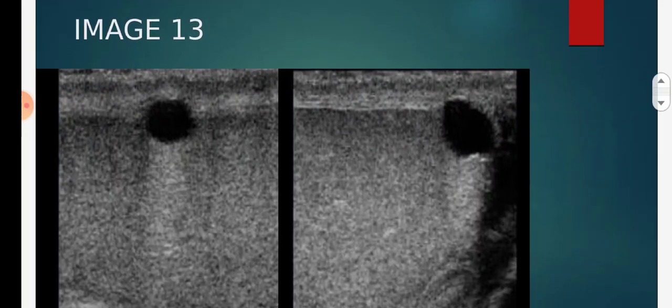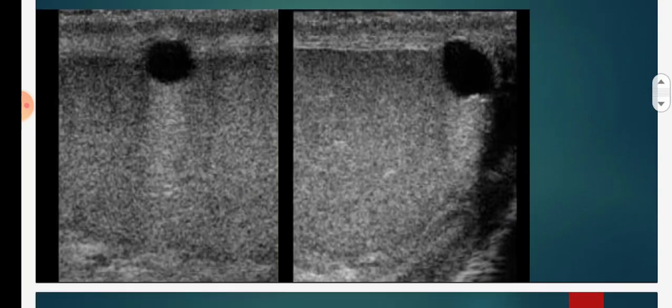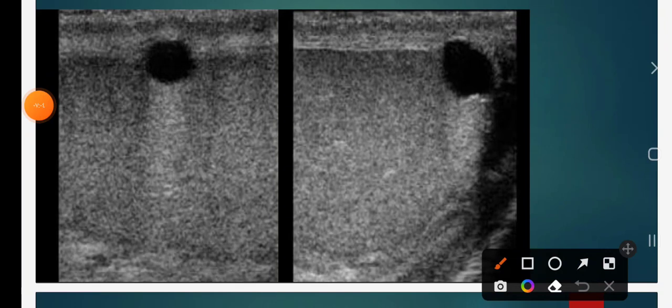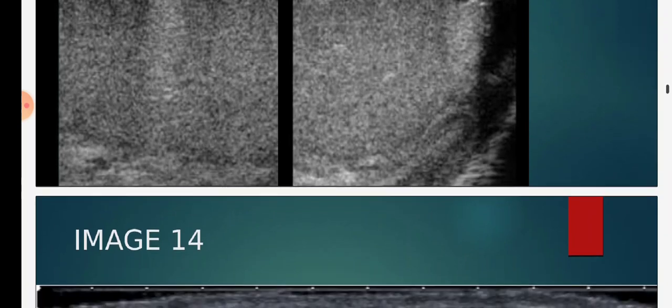Image 13, evaluation of the testicular, homogeneous, normal wall, but I see a cyst in the wall of the testicular. If you see the cyst inside of the testicular, it's called a testicular cyst. But if you see the cyst peripheral or in the wall of the testicular, that is called a tunica albuginea cyst. Okay, that is the differentiation of this cyst.